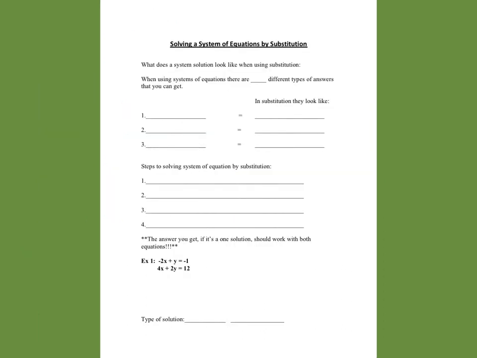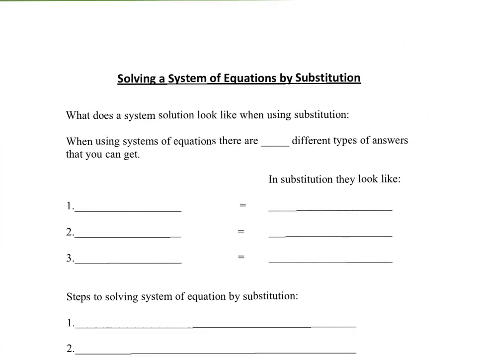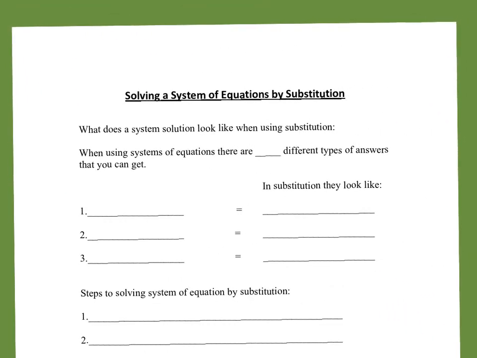Well, let's keep going then. Solving a system by substitution. So when using systems of equations, there are 3 different answers we can get. These are the same as before. 1 solution, no solutions, and infinite solutions. Write it out, infinite.